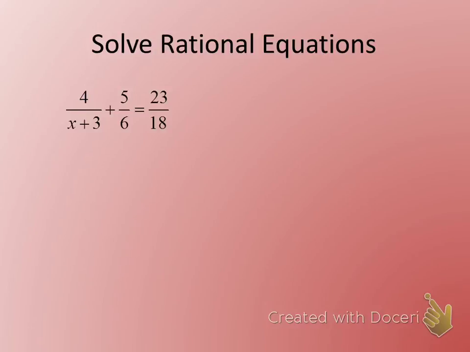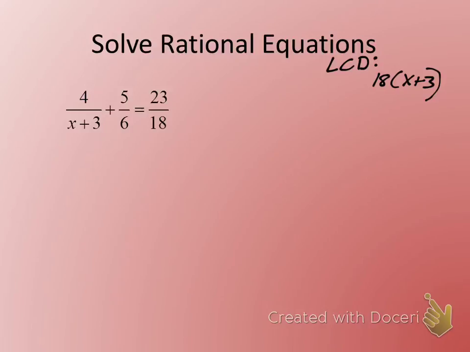So the first one we have is 4 over x plus 3 plus 5/6 equals 23/18. To do this, we're going to look at the three denominators, the x plus 3, the 6, and the 18, and get the LCD of those three. So you have an 18 and an x plus 3: 18 because of the 6 and the 18, and the x plus 3 because of that.